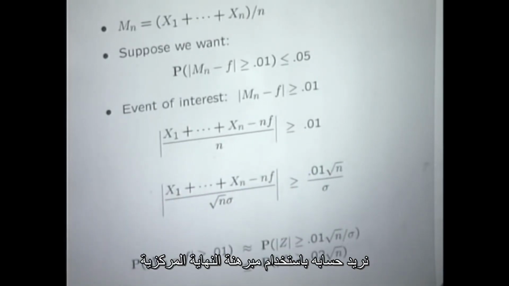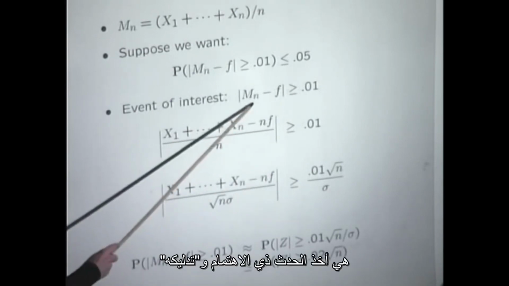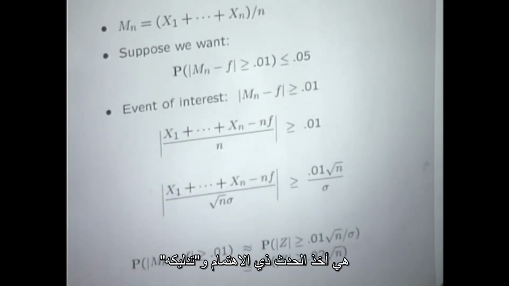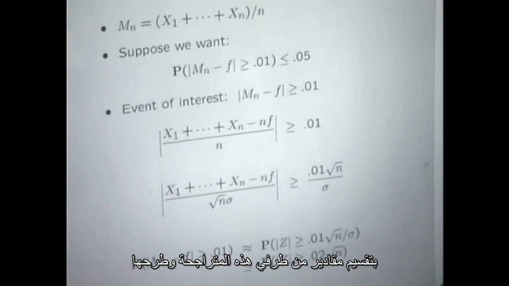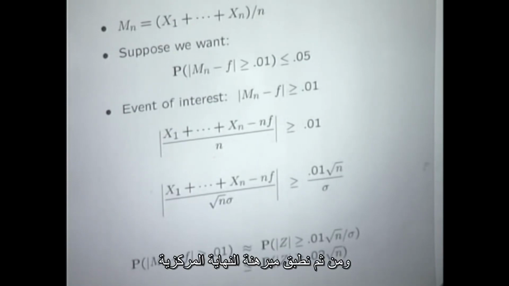So we want to do it using the central limit theorem. And one way of arranging the mechanics of this calculation is to take the event of interest and massage it by subtracting and dividing things from both sides of this inequality, so that you bring into the picture the standardized random variable, the Zn, and then apply the central limit theorem.